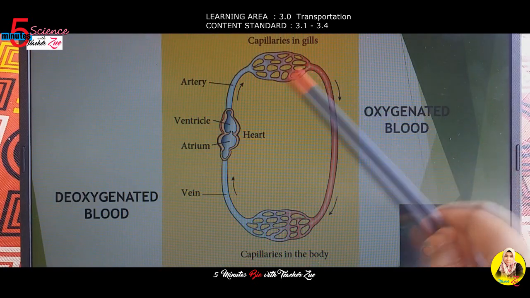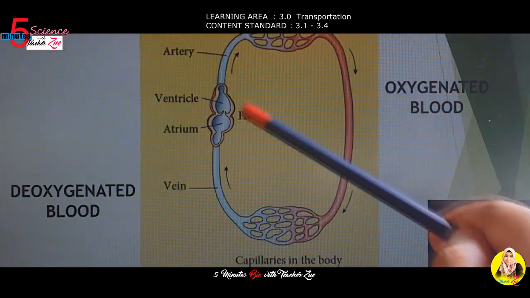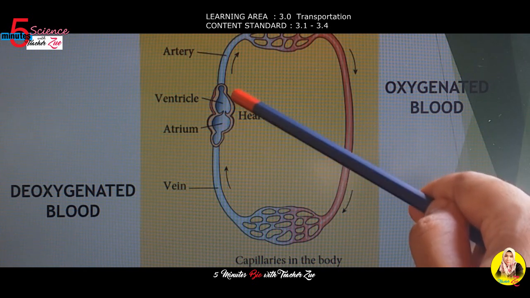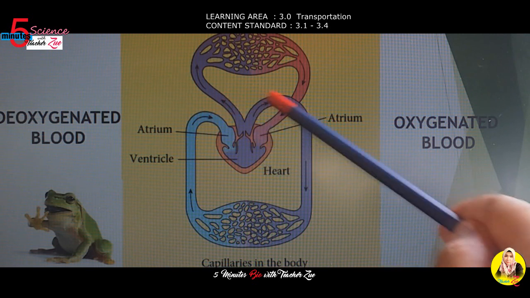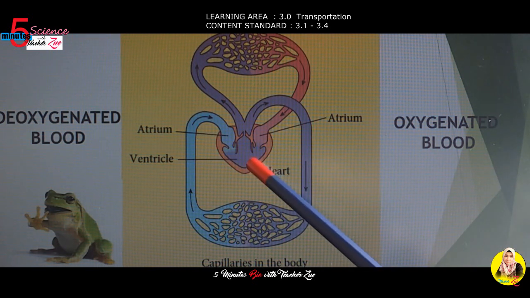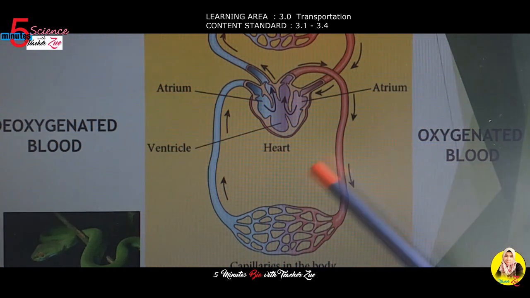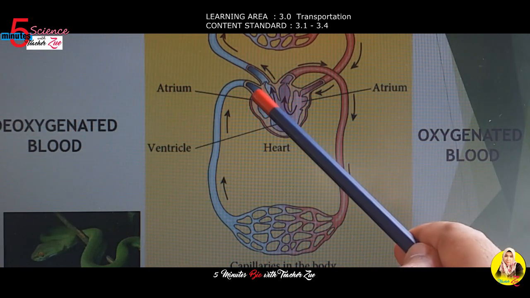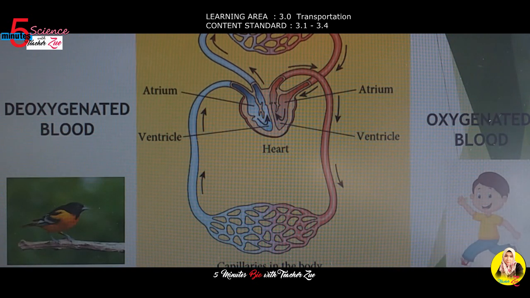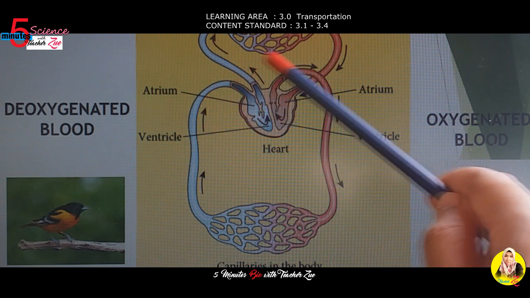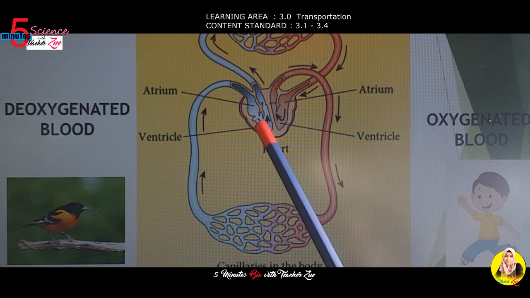Next, we go to the number of chambers in the heart. Fish have 2 chambers, 1 atrium and 1 ventricle. Amphibians have 3 chambers, 2 atria and 1 ventricle. Reptiles also have 3 chambers in the heart, 2 atria and 1 ventricle. But mammals and birds have 4 chambers in the heart, 2 atria and 2 ventricles.